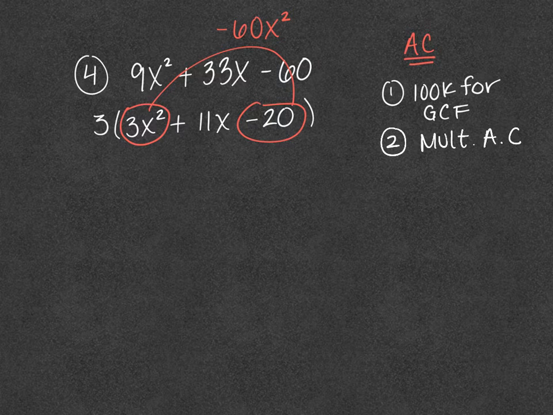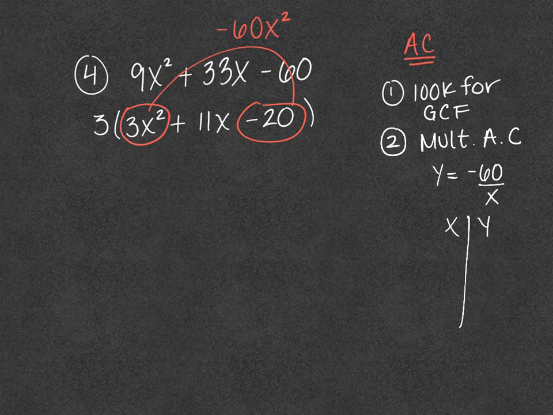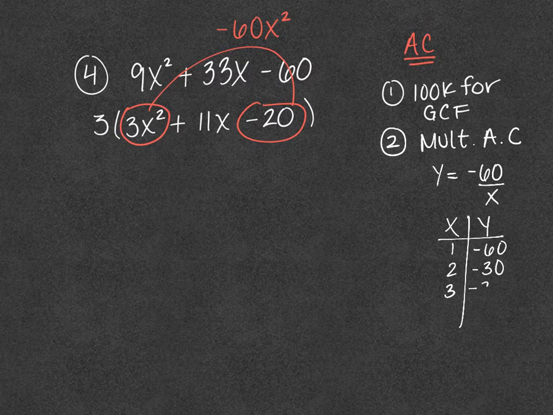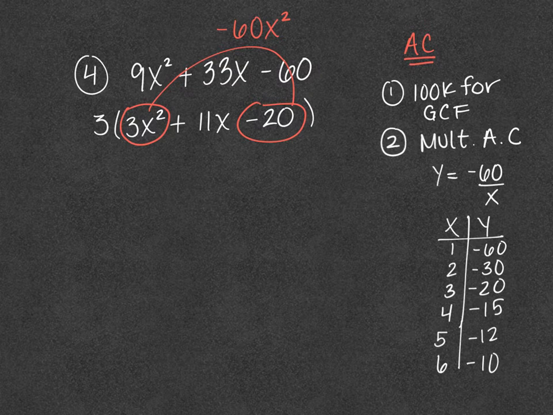So just like we did before, you're going to go to the y equals, and you're going to type in now negative 60 divided by x. And give me the table of values. So again, pause the video, grab your calculator, and then hit resume when you're ready. So you should have 1 and negative 60, 2 and negative 30, 3 and negative 20, 4 and negative 15, 5 and negative 12, and 6 and negative 10.